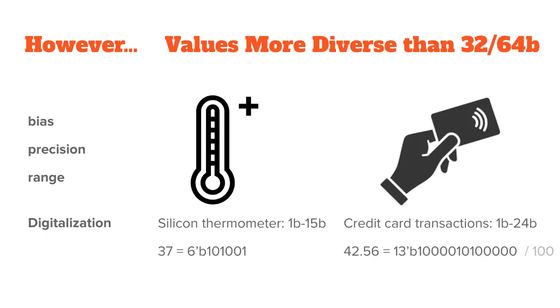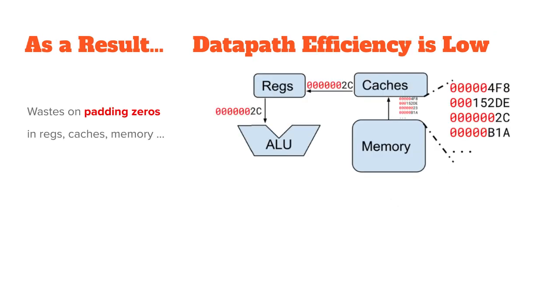However, real-world values are more diverse than just being power of 2 wide, as supported by the scalar or SIMD ISAs. Values are diverse in bit width mostly because of the bias, precision, and range in the digitization process. For example, credit card transactions may be represented by 1 to 24 bits, depending on the transaction amount, with the upper limit being the credit limit. There are other countless examples like this in the real world.